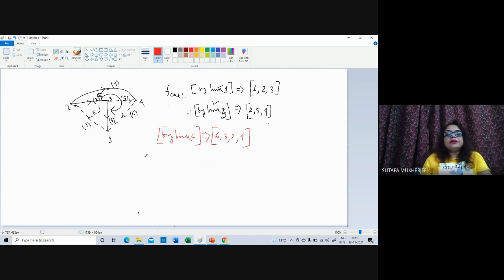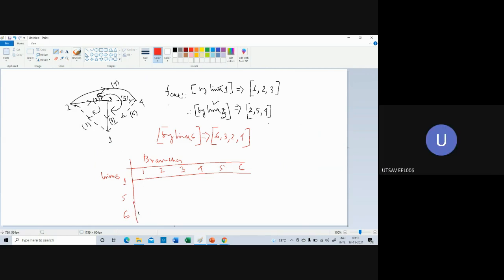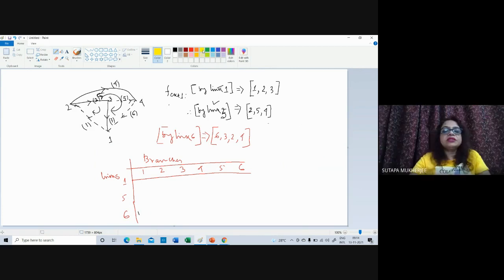Now draw the matrix again. Branches, and links. So already we have discussed that. Branches 1, 2, 3, 4, 5, 6, and links 1, 5, 6. So please tell me, on the basis of link 1, what will be the answer? Do you remember? For link number 1, what will be the answer?